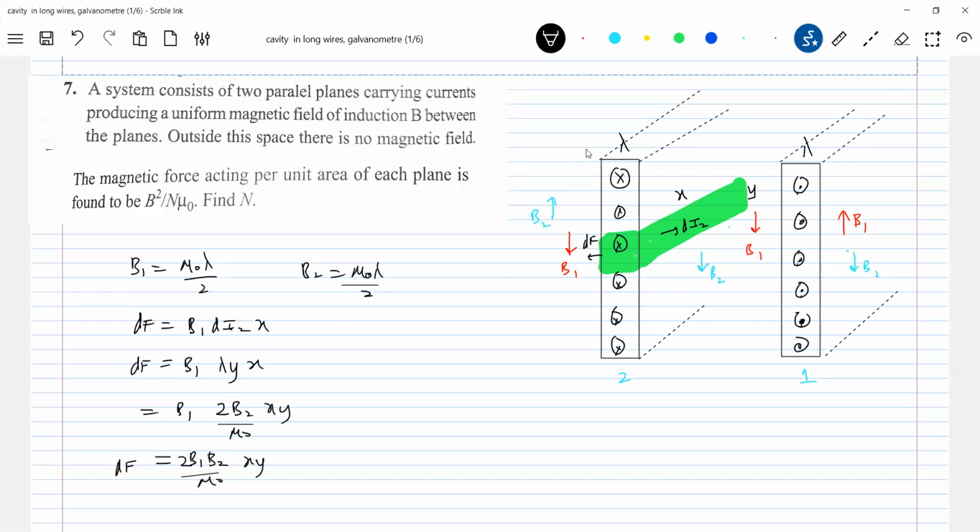How much magnetic induction has he given? The value is given as B, and B1 equals B2, no? So this I'll write later, otherwise we'll get confused. Plates are identical. So the force per unit width, how much can we write now? So dF by XY should be equal to 2B square by mu naught.